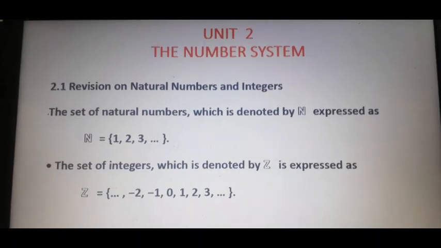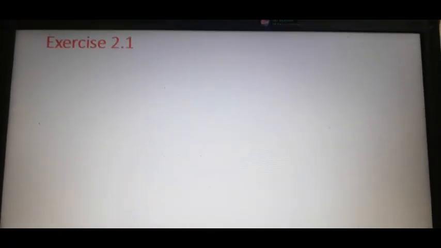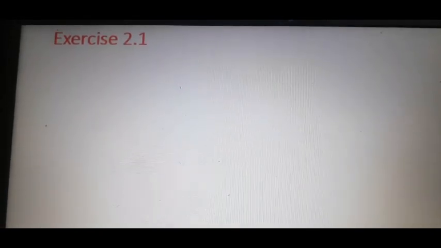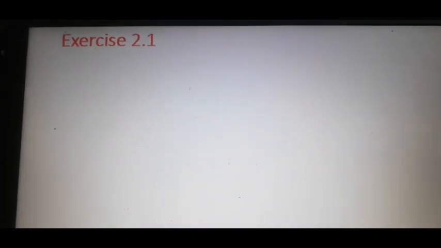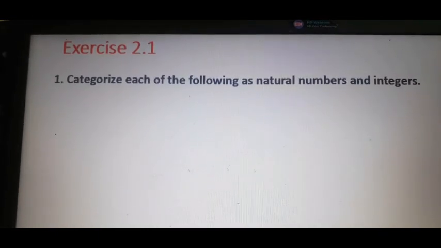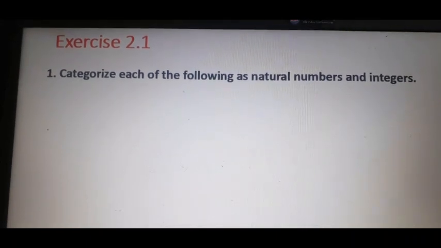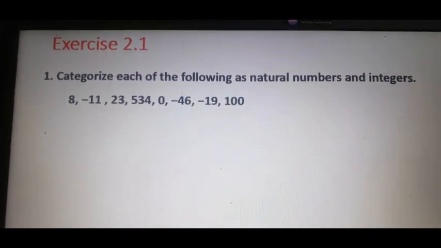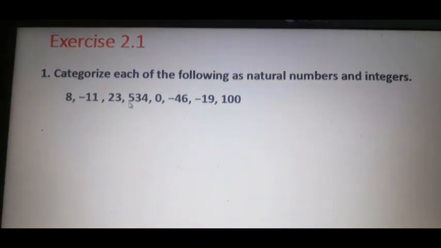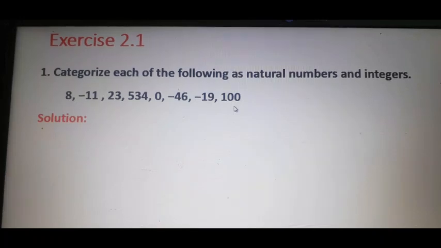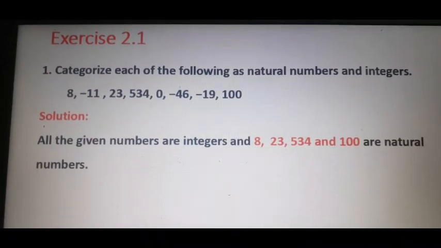We call it the set of integers. Okay, now let's come to exercise 2.1, because our emphasis, our attention, is toward this exercise. Exercise 2.1: categorize each of the following as natural numbers and integers. 8, negative 11, 23, 534. Which one is an integer? Which one is a natural number?